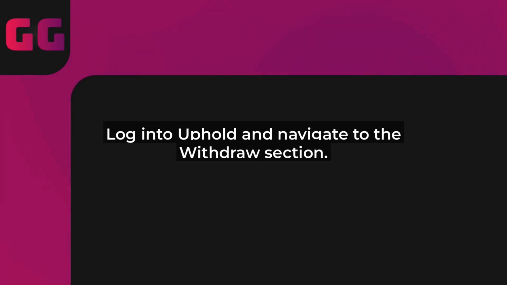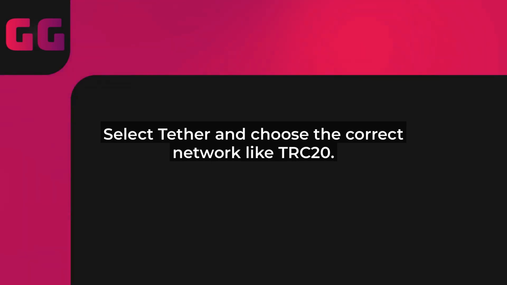Step 2. Select Tether, USDT, from your list of assets. Uphold supports various cryptocurrencies, so pick the right one. Next, choose the network for the transfer. Options might include Tron, TRC20, or Ethereum, ERC20. For Crypto.com, TRC20 is often faster and cheaper, but confirm what your Crypto.com wallet supports to match networks perfectly.